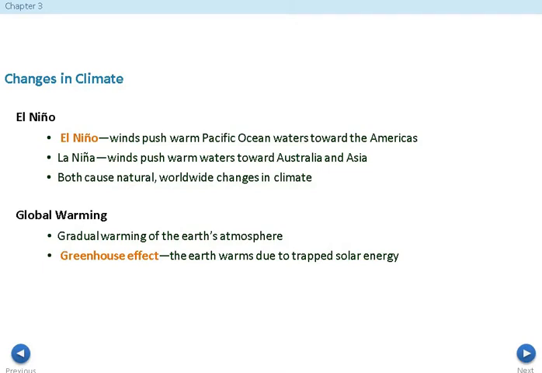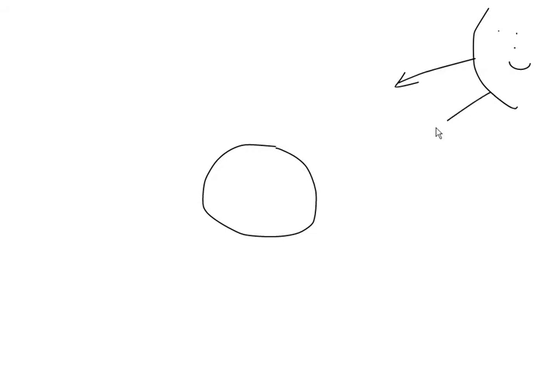So El Nino and La Nina, really we hear more the El Nino because that's what affects us. Now the last change in climate is going to be global warming. Global warming is a gradual warming of the Earth's atmosphere, and what we see is a greenhouse effect in which the Earth warms due to trapped solar energy. So if we look at our drawing right here, we're going to have the Earth right here, and then we have the Sun. Now, of course, as we've talked about this before, the Sun's rays are going to come and it's basically going to warm up our planet.